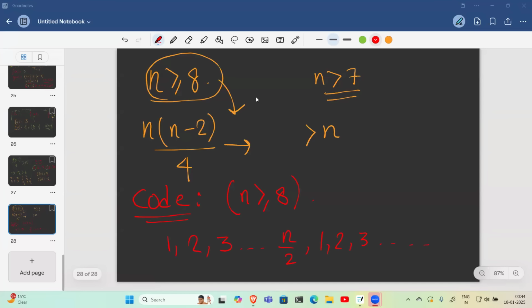Can you please explain this part? Like, what is the issue with n greater than 7?